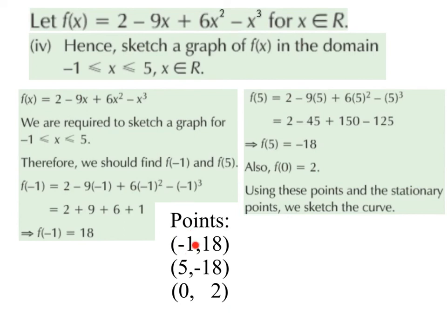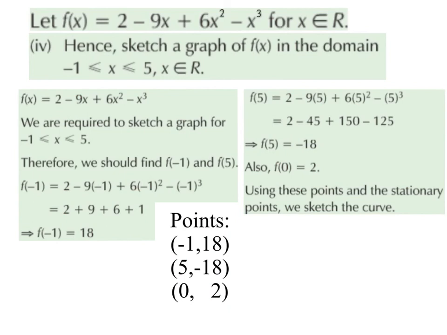So we subbed in minus 1 into our original function, and we got an answer of 18, so our y value was 18. So that's what happened there. Then we subbed in 5 to our original function and got an answer of minus 18. So our x value is 5, our y value is minus 18. That's what happened there. And we also subbed in 0 and got out 2. So our x value is 0, our y value is 2. So that came from there.